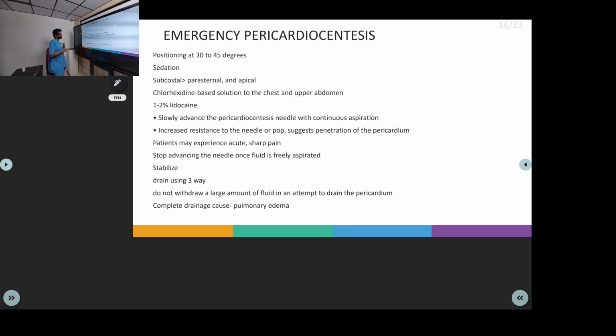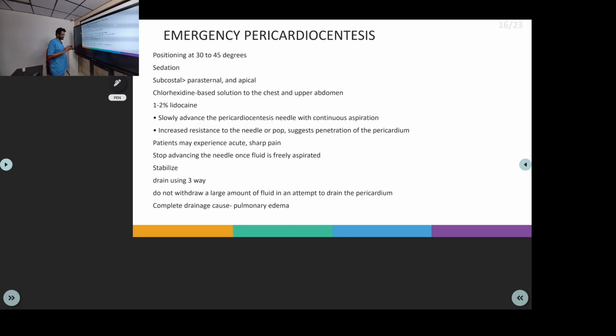Here we introduce the needle slowly through the subcostal area towards the left shoulder. When we reach the pericardium, we can feel some increased resistance and a pop sound once we are through the pericardium. During this time the patient can experience acute sharp pain. We will be continuing with the aspiration, and we have to stop advancing the needle once the fluid is freely aspirated.